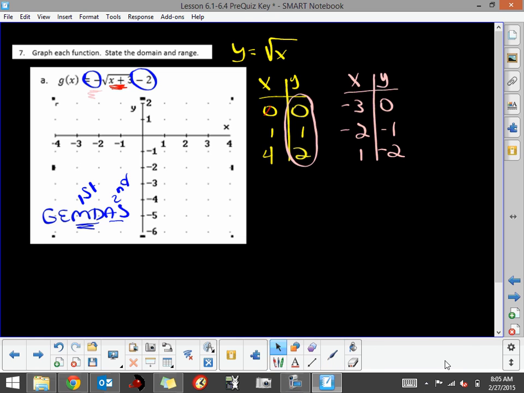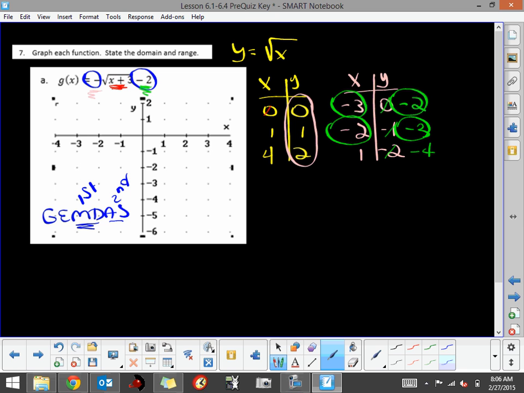We follow that up with subtracting 2 from them, because that's the second thing we have to do to y. So I'm just going to cross them out and subtract 2 from each of them. So 0 minus 2 is negative 2, subtract 2 is negative 3, subtract 2 is negative 4. And those are the ordered pairs that we're going to graph: negative 3, negative 2; negative 2, negative 3; and 1, negative 4. And that will be the path of our new function.